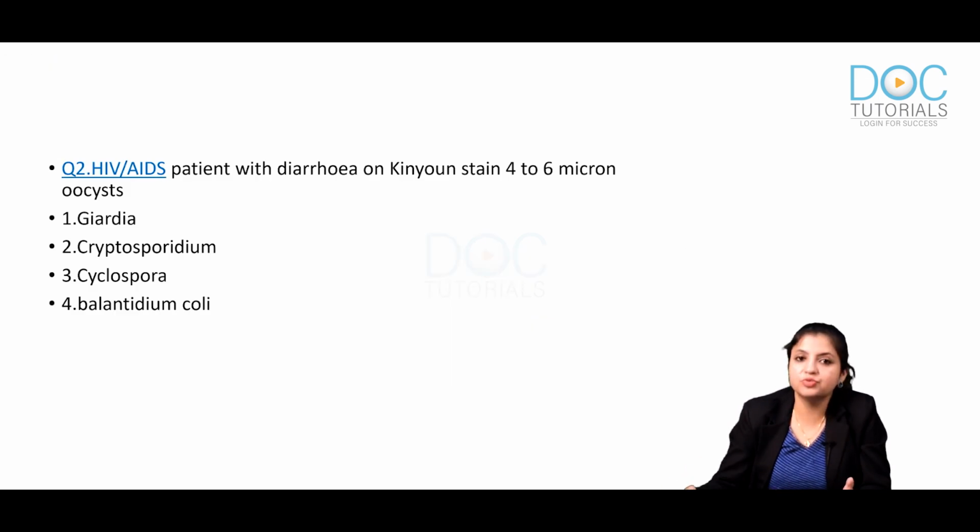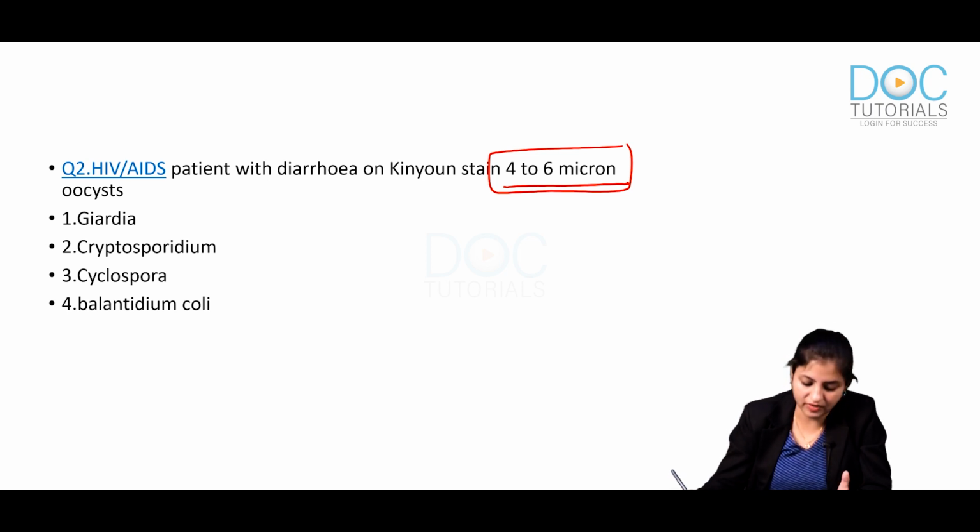This was the question that came. An HIV positive person has got diarrhea, and on Kinyon stain, which is a modified ZN stain, 4 to 6 micrometer oocysts were seen. So these are coccidia or oocysts, and they have not given whether they are sticking on the brush border or inside the epithelium. Nothing has been given, but the size has been given, 4 to 6. I hope now you should not be having any doubt.